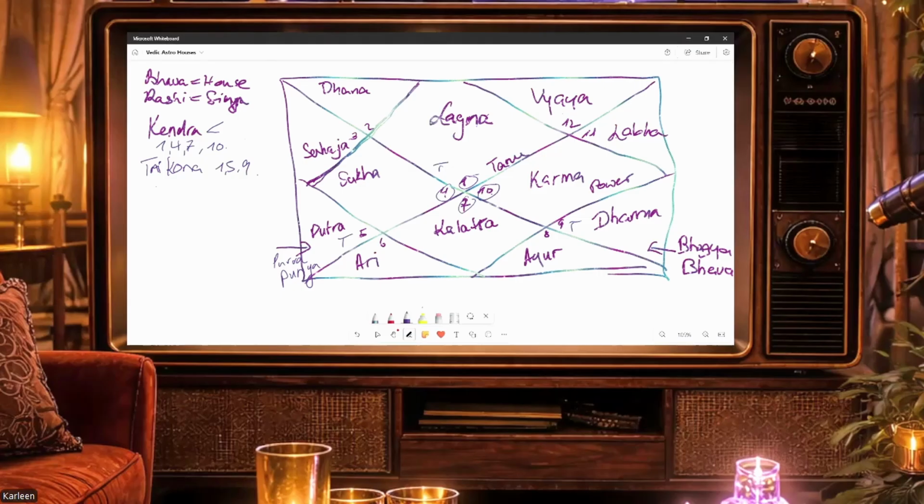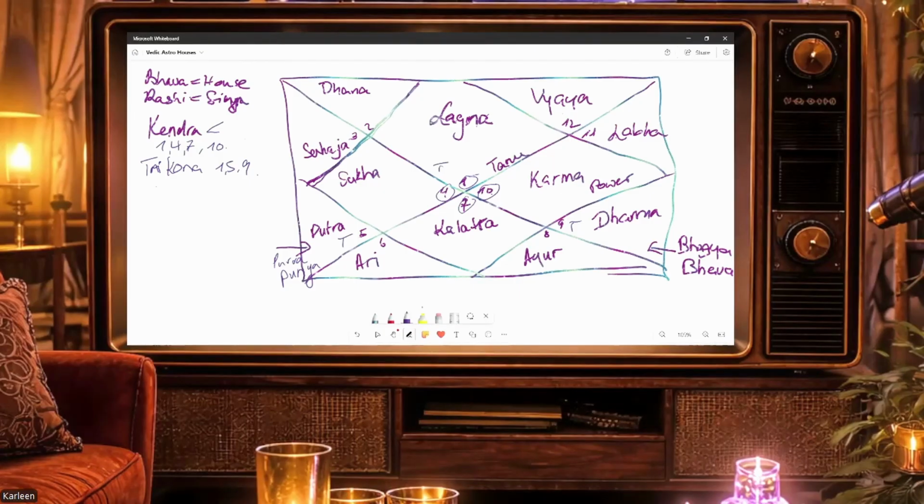These houses relate to Dharma, merit, and divine grace. The first house does double duty. It is both a Kendra and a Trikona. And this is one of the reasons why the first house is also so powerful.